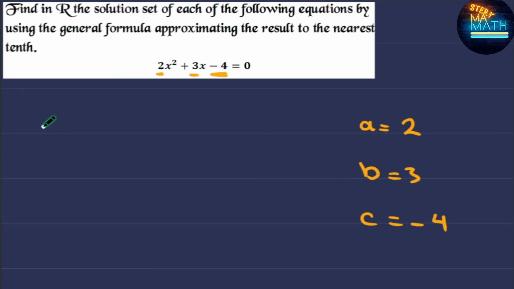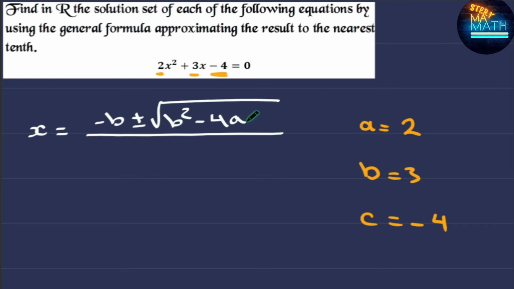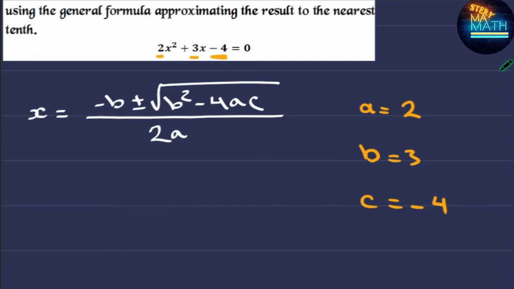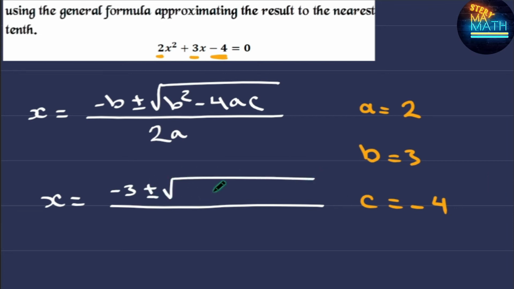All right, so the formula is x is equal to negative b plus or minus the square root of b squared minus 4ac, all over 2a. Plugging in all the values in the formula: negative b, which is negative 3, plus or minus the square root of b squared, which is 3 squared, minus 4ac, which is minus 4 times 2 times negative 4, where a is 2 and c is negative 4, all over 2a, which is 2 times 2.